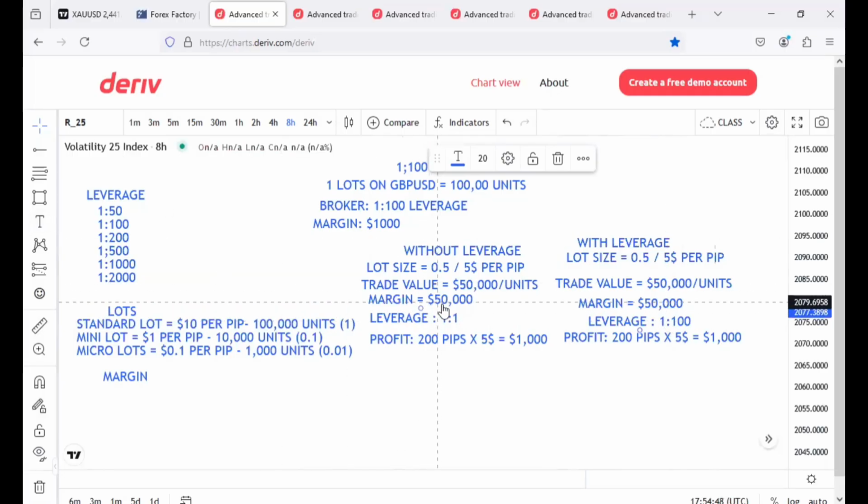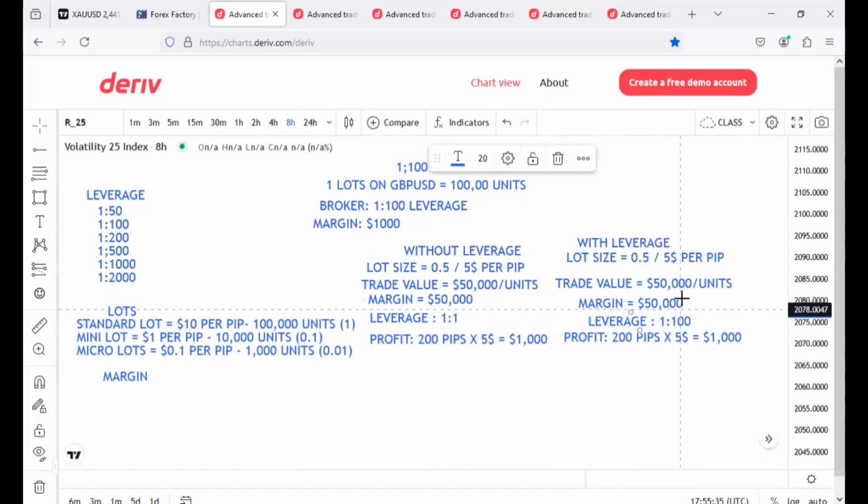For this one, you need $50,000 to be in your account first before you can open this position on a 1-to-1 leverage. But with 1-to-100 leverage, you only need $500. $500 is 50,000 divided by 100. So for you to open this position, you only need $500. If you compare both trades, you will see that having higher leverage is very important. Now imagine that your leverage is 1-to-1,000.